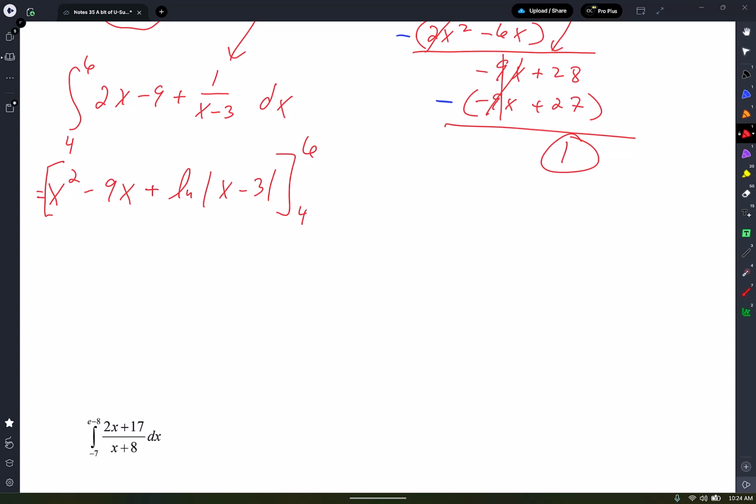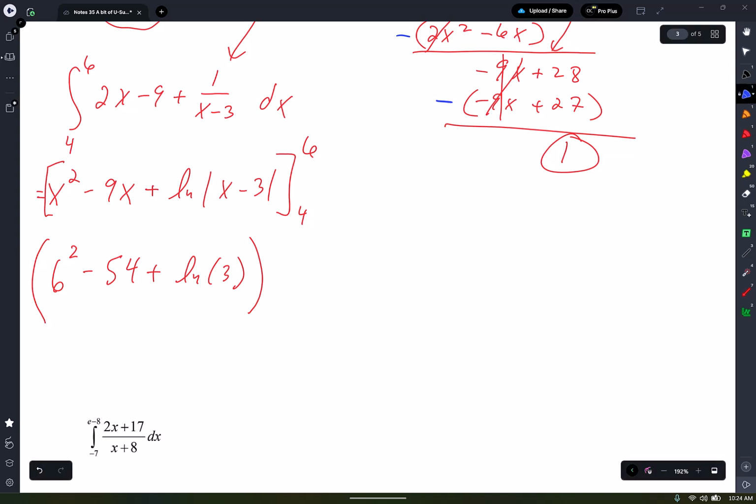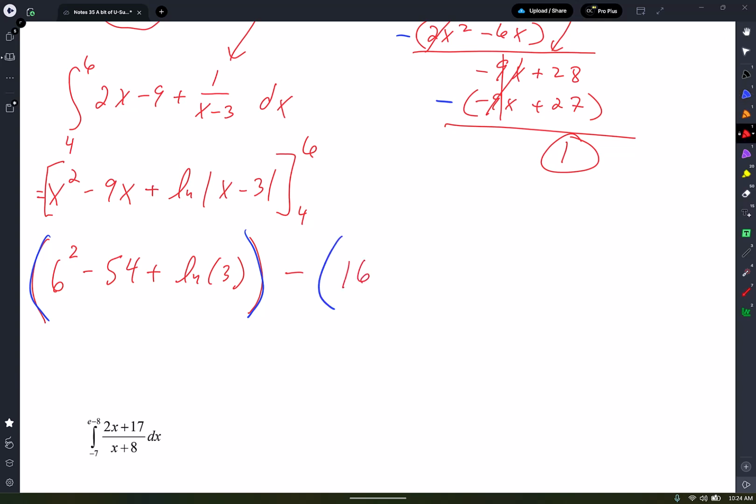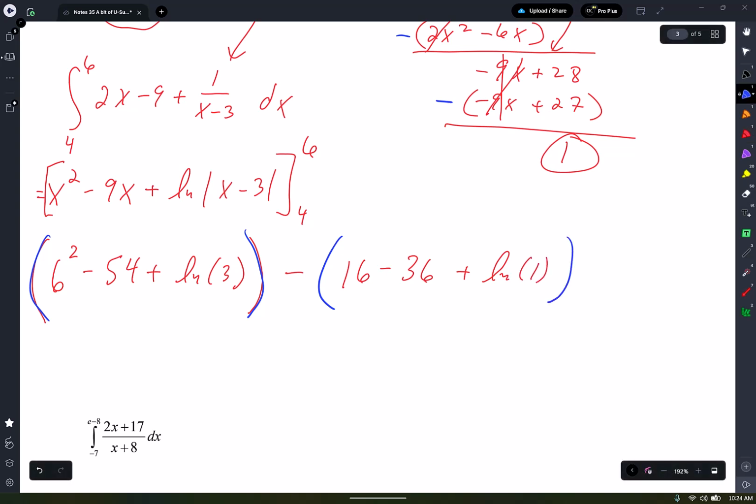All right, let's just plug in, upper minus lower. So let's see, big parenthesis, 6 squared minus 9 times 6, what's that, 54, plus ln of 6 minus 3, close big parenthesis, that's my top, minus, I'm doing my bottom now. Let's see, 4 squared, 16, maybe I should turn that into 36, oh well, that's fine. Minus 9 times 4, what's that, 36? Plus 4 minus 3, that's ln of 1. Yeah, ln of 1 is 0.